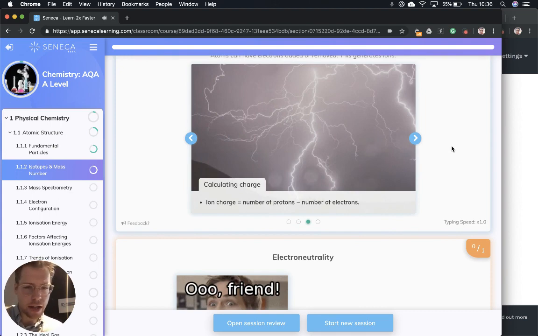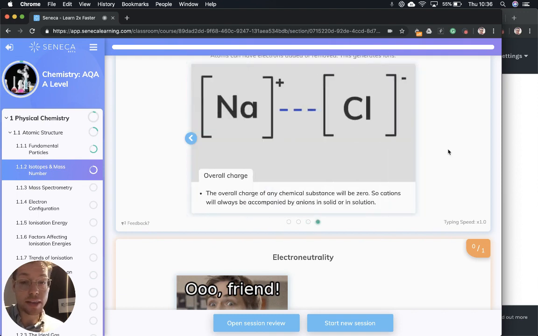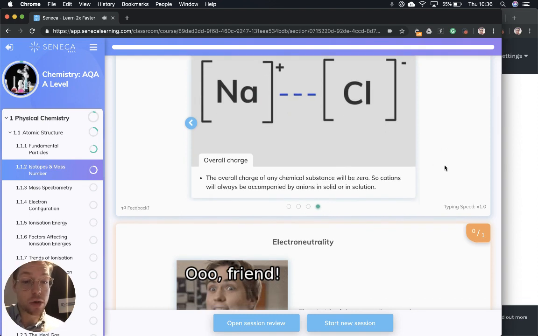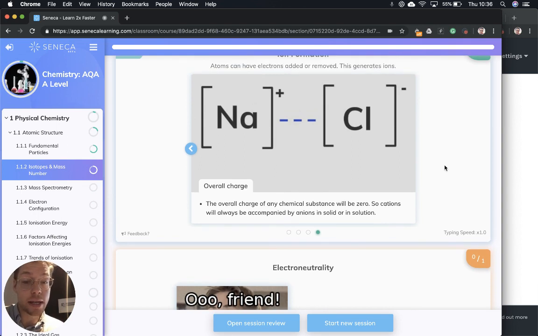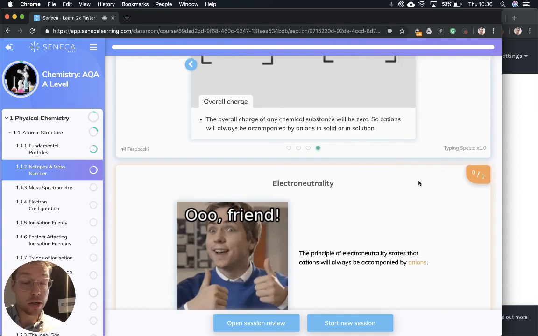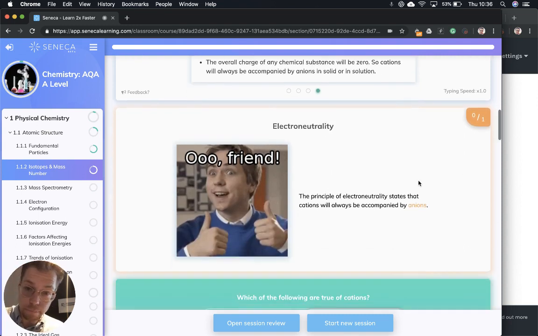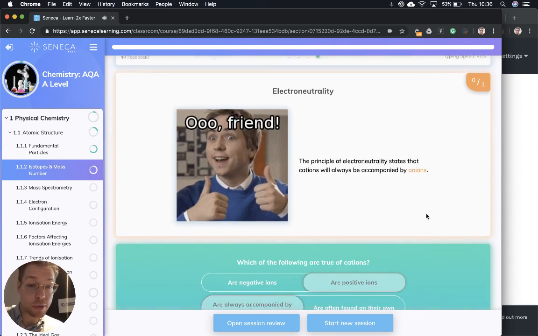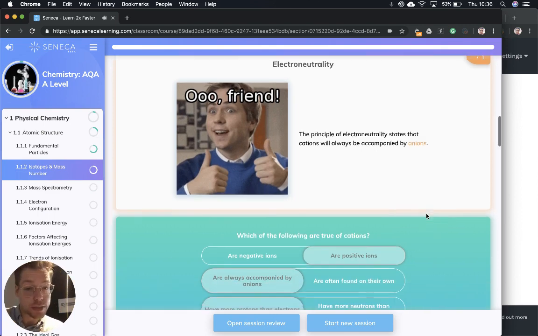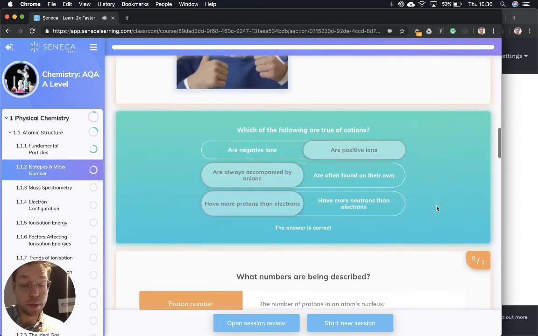So how do we calculate that charge? Basically, we have the number of protons and we subtract the number of electrons, and that gives us the overall charge. Okay, now the overall charge of any chemical substance will be 0. So cations will always be accompanied by anions in solids or solutions. They get lonely, they just want a friend, okay? So anions and cations live together in blissful harmony. That's the principle of electroneutrality, which sounds super fancy, but basically it just means that cations will always be accompanied by anions.